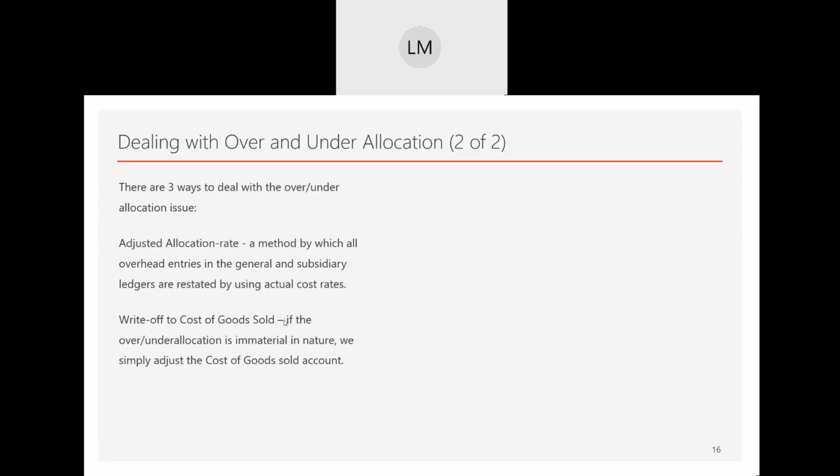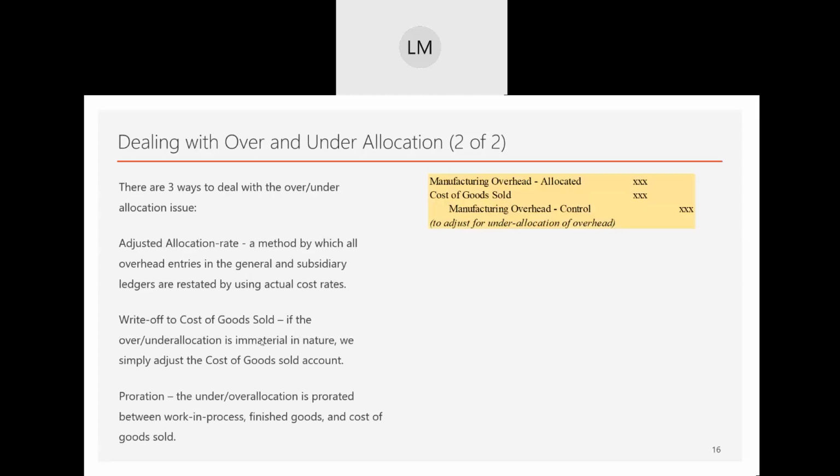The second is the write-off to the cost of goods sold. We can actually just close off the over or under allocation if it's material in nature, and we just simply adjust the cost of goods sold account. And then we have the proration, where the under or over allocation is prorated between work in process, finished goods, and the cost of goods sold. So let's take a look at closing out to the cost of goods sold.